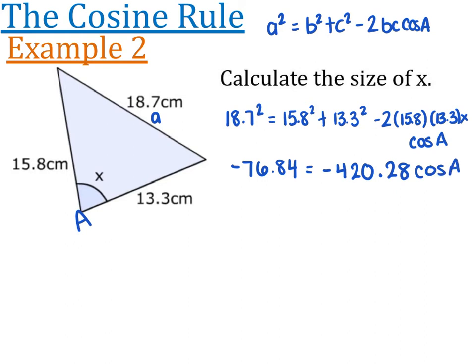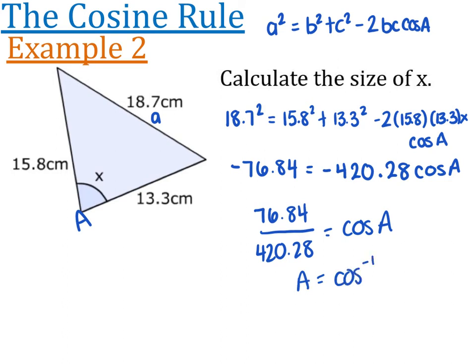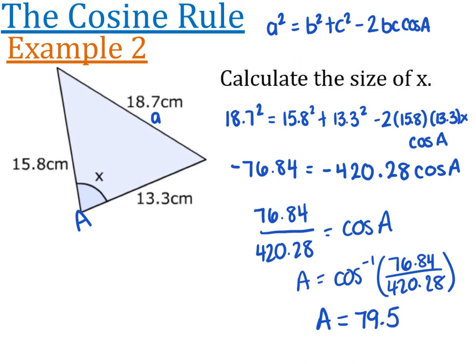Okay, and then I can go ahead and divide both sides by negative 420.28, but because both of them are negatives, it's actually going to end up canceling each other out. So I'm going to end up with 76.84 divided by 420.28, and that gives me the cosine of A. So A must be the cosine inverse of that fraction. All right, we pop that into our calculator. Cosine inverse 76.84 divided by 420.28, and we get a lovely answer. Angle A is 79.5 degrees.